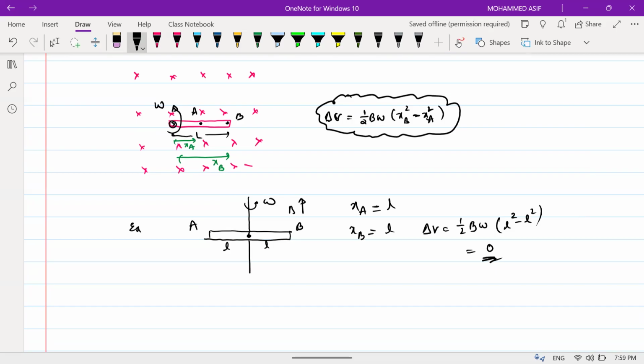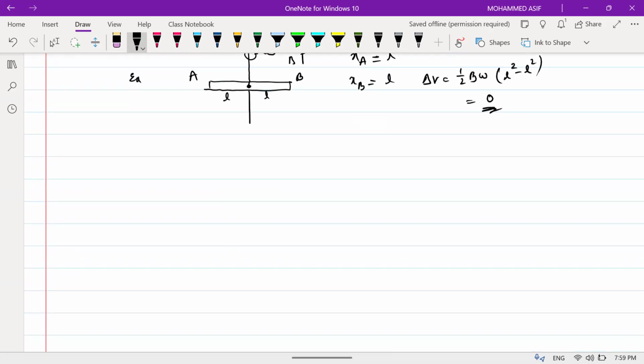Tell me the answer for this one. If there is a rod like this, and this is the point where it is hinged, the origin. This is, say, P, and this one is, say, Q. That means it is rotating about this point with angular velocity omega. Clear?